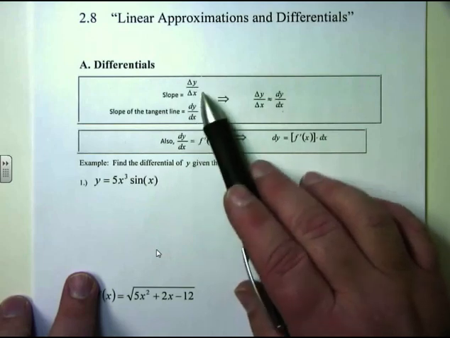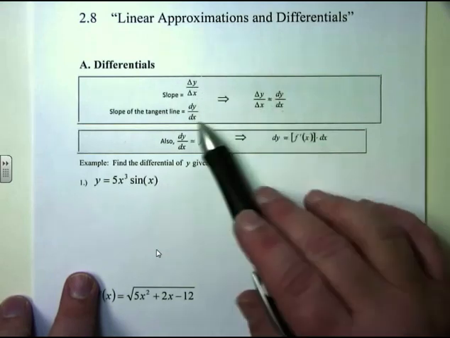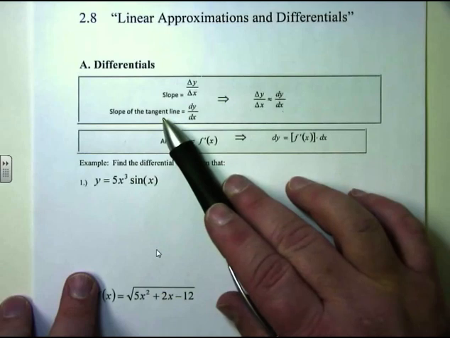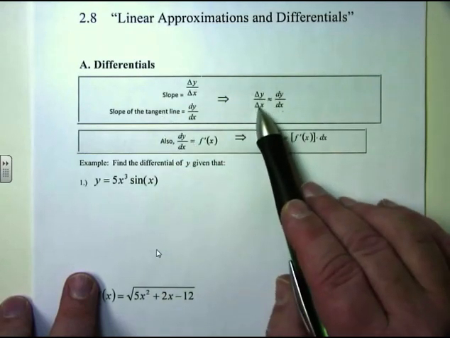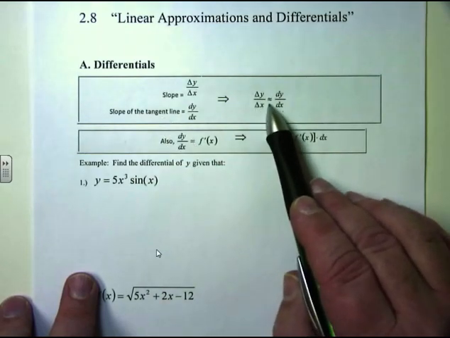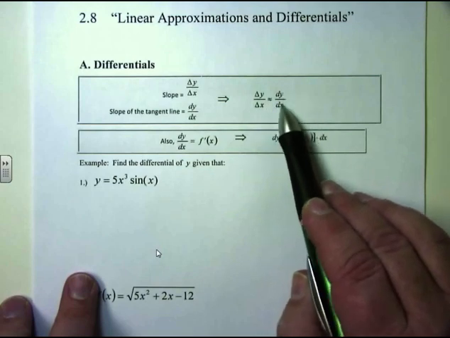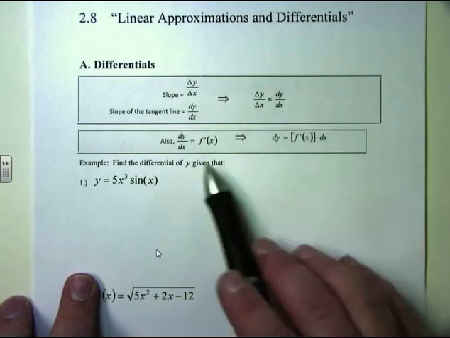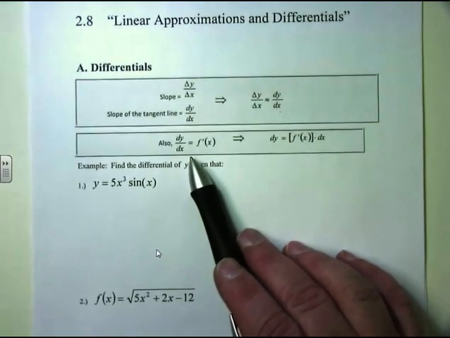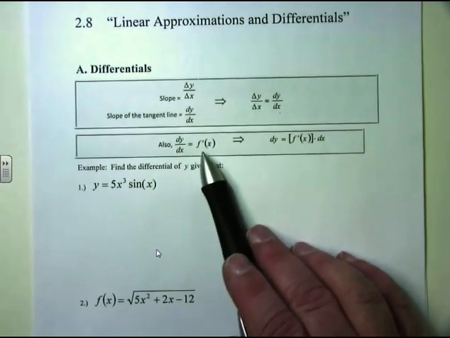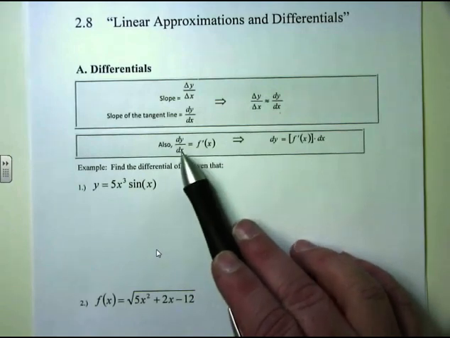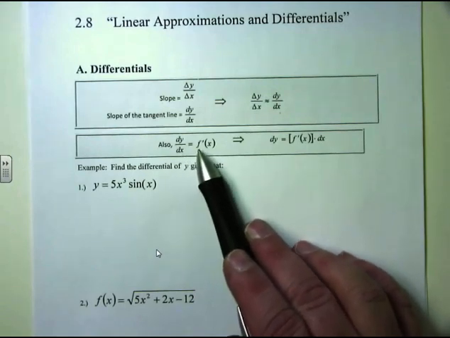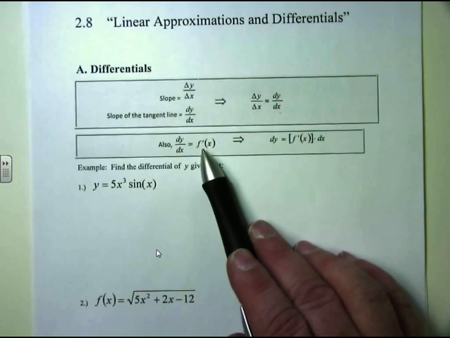So when you put these two together, because this is a special type of slope of the tangent line, the delta y over delta x, change in y over change in x, is approximately dy over dx. This will be the slope of the tangent line at that particular point. We also know from Newtonian notation that dy dx is equal to f prime of x, the standard derivative.